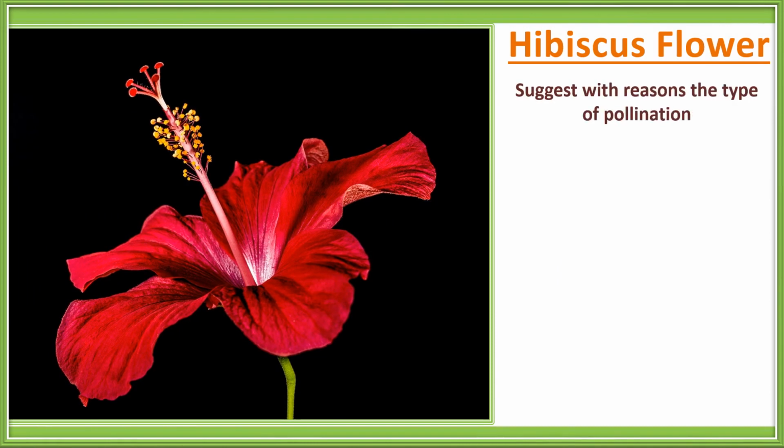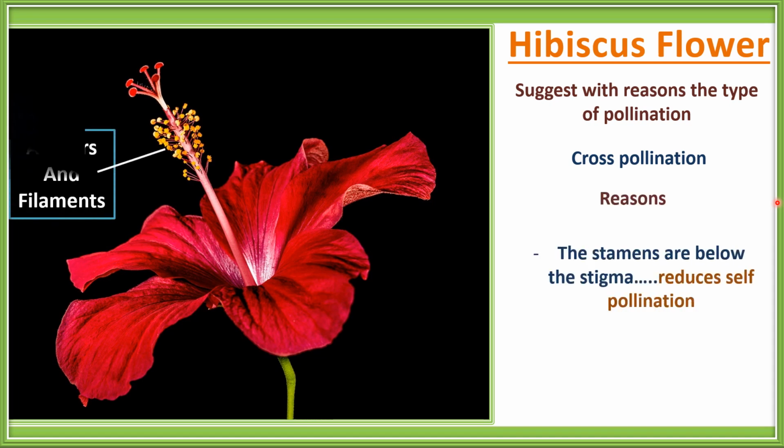Suggest with reason the type of pollination. The type of pollination here is going to be cross-pollination, and we have to give reason why we are saying cross-pollination. When you look at the stamens, they are below the stigma. This reduces the chances of self-pollination. So the anthers here and the filaments, they are below the stigma, meaning that there is reduced chance of self-pollination.